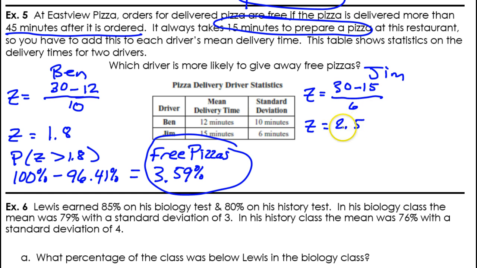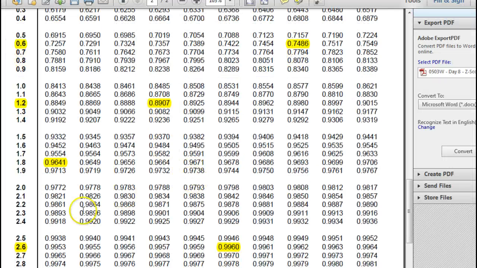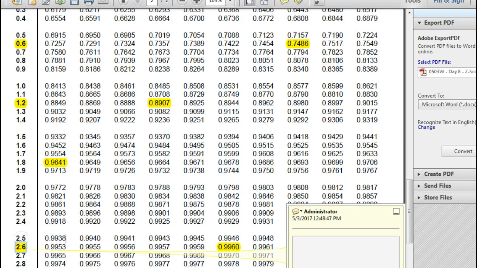Okay, so 2.5. And we want to know the percentage of values that are, again, greater than 2.5, because that's where they start being free. So, of course, again, we're going to have to subtract from 100 when we do this. So find the 2.5. Okay, so that's right here. All right, I mean, you see the 2.5.